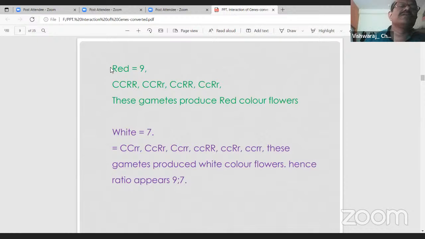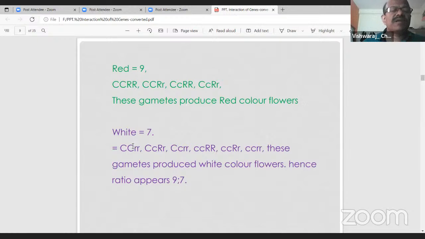And here 9 plants are red color and 7 plants have a white color. The nine red colors have these gametes: capital C capital C capital R capital R, capital C capital R, capital C capital R small r, capital C small c capital R capital R, capital C small c capital R small r. These gametes produce red colors.